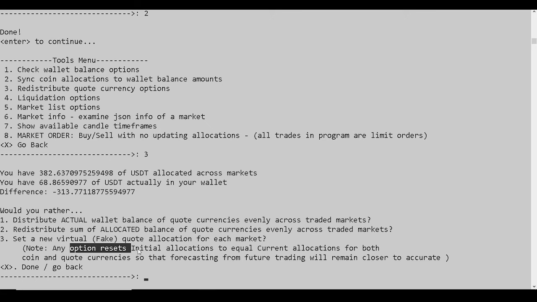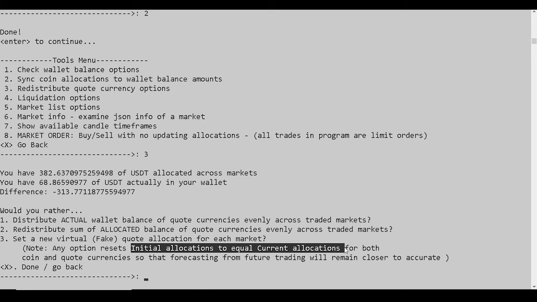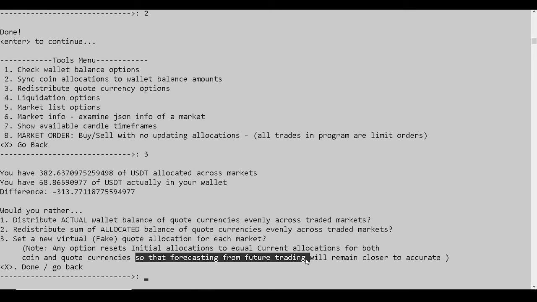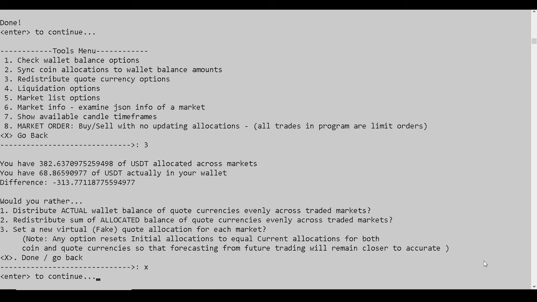Now, any option that you choose under redistributing quote allocations will reset the initial allocations to equal the current allocation for both coin and quote currencies, so that forecasting from future trading reports will remain closer to accurate. I don't recommend ever doing this, but I think somebody had requested something like that, and so I came up with some different ways to do it.